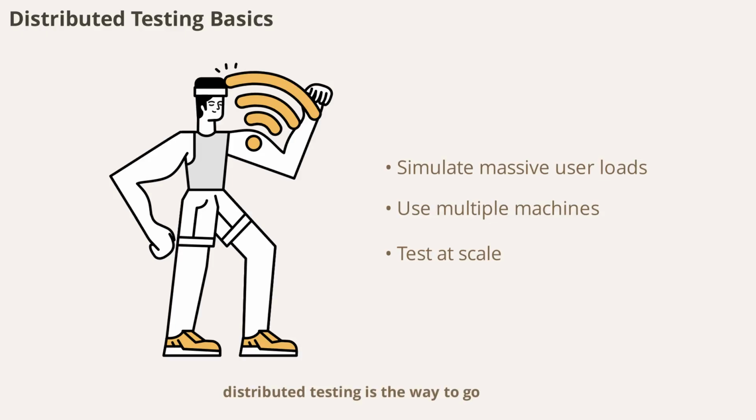You need to simulate thousands of users. Distributed testing is the way to go. JMeter allows you to connect multiple slave machines to a master node, distributing the load and enabling large-scale tests. This approach is ideal for stress testing high-traffic applications and ensuring your infrastructure can handle peak loads.